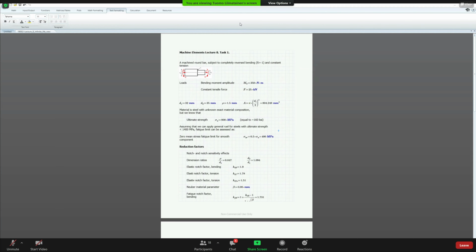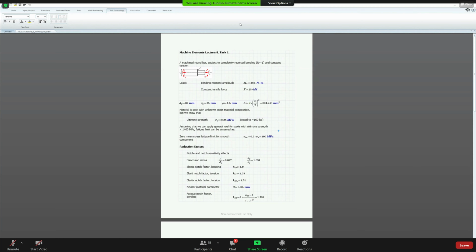And the tensile force is constant, which means that the tensile force is causing the mean stress. So the mean stress is coming from the tensile force only, and the amplitude is coming from the bending moment only. That is the trick in here.